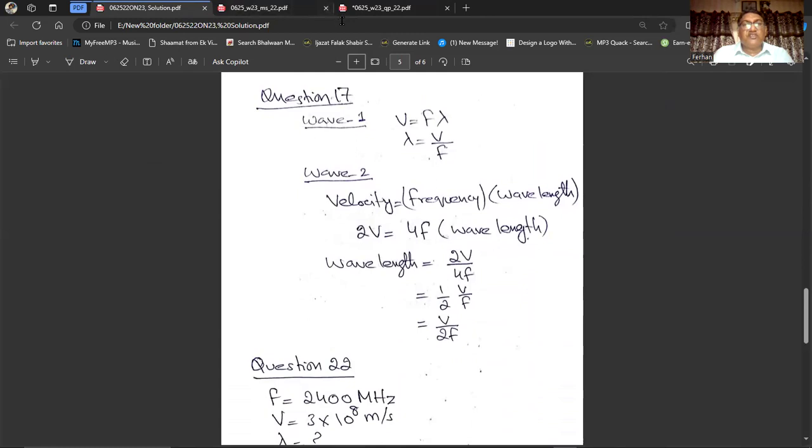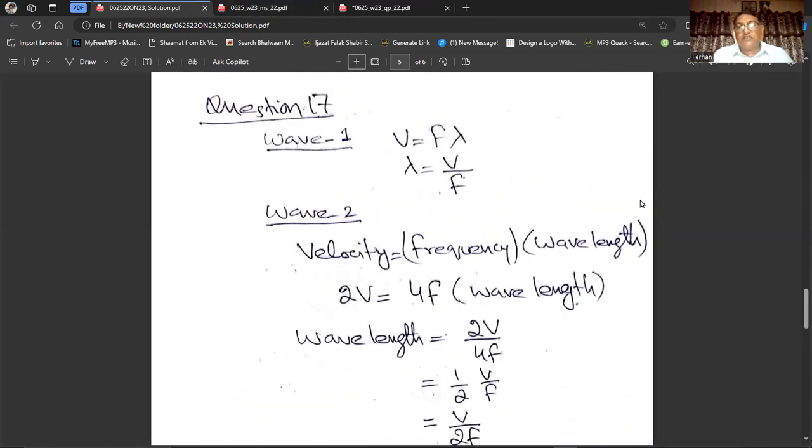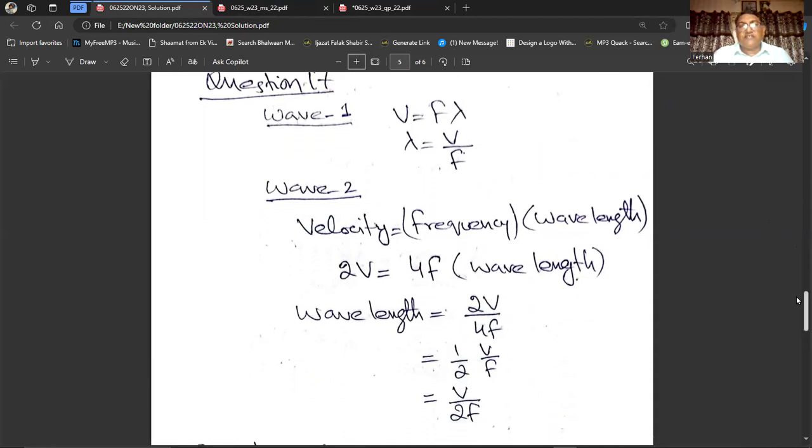Okay, this is question number 17. For wave 1, v is equal to f lambda, so the wavelength is v by f. For wave 2, the wave equation says velocity is equal to frequency multiplied by wavelength. Its velocity is 2v and its frequency is 4f, and its wavelength is the question. So wavelength will be equal to 2v divided by 4f. So it will be 1 by 2 of v by f. So it's v by 2f.